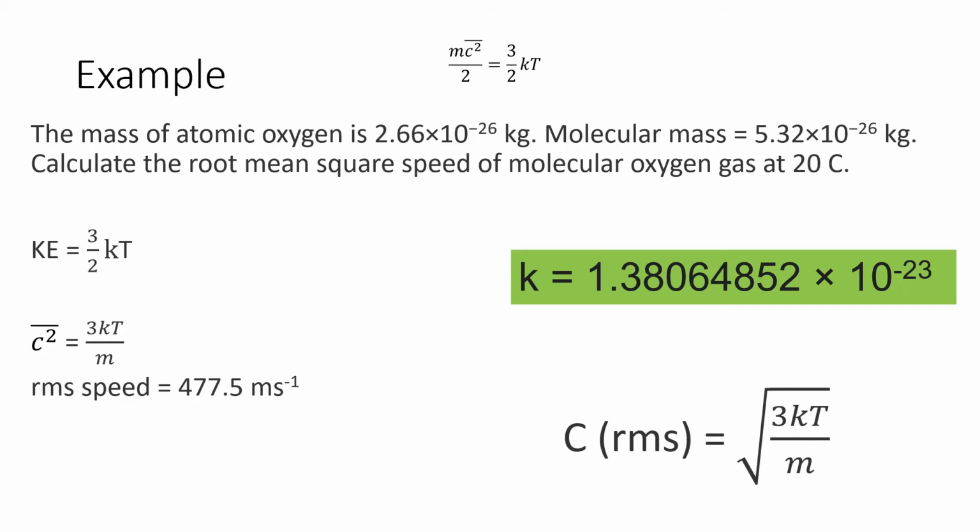you know that k is 1.3806485 times 10 to the minus 23. You substitute the T with 20 plus 273, because you remember you've got to convert that to Kelvin. So T is equal to 293. You know that m is the molecular mass, which is 5.32 times 10 to the minus 26. So when you put that into the equation, you should get around 477.5 meters per second.